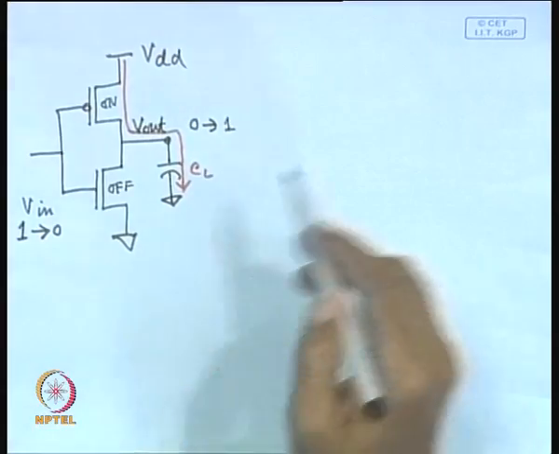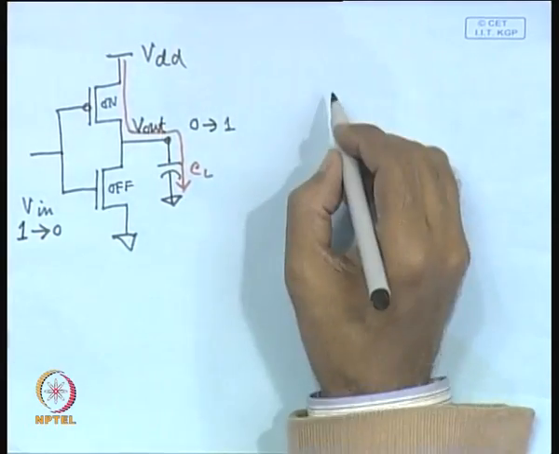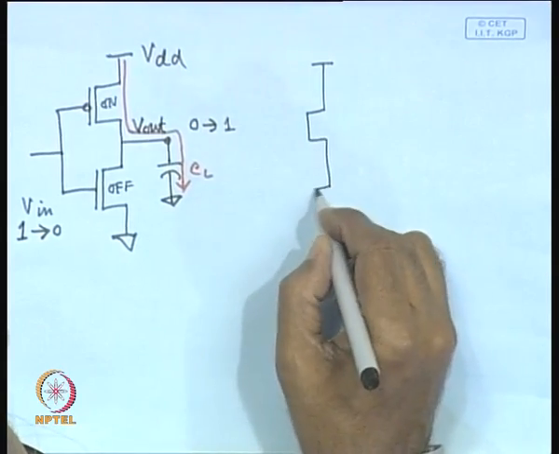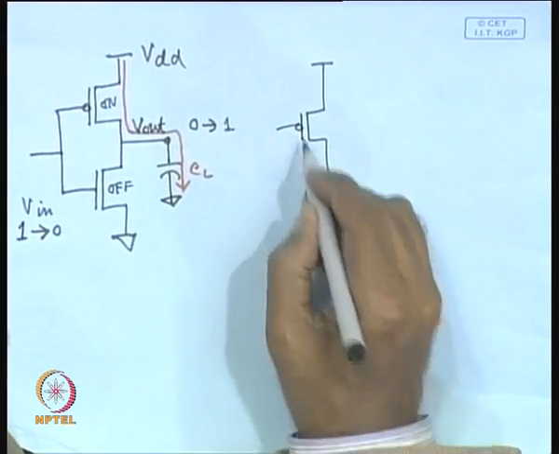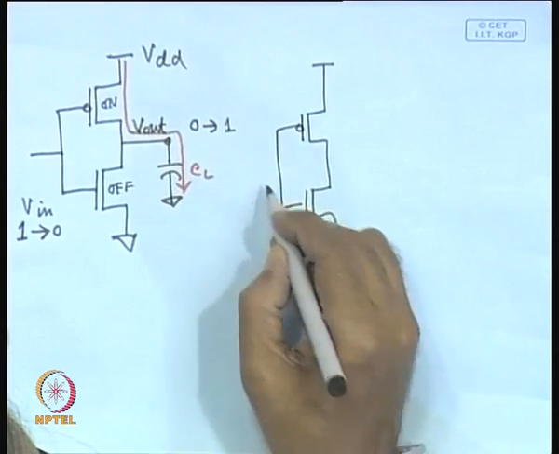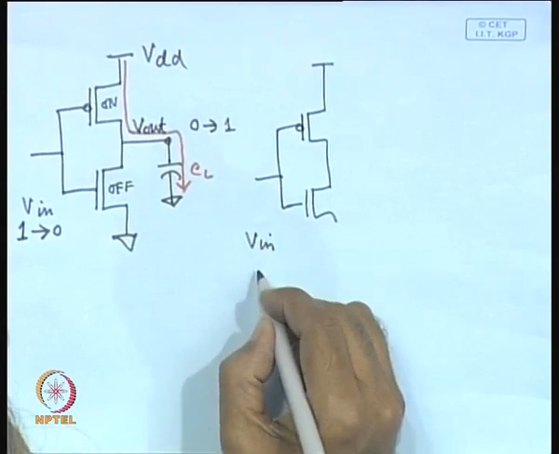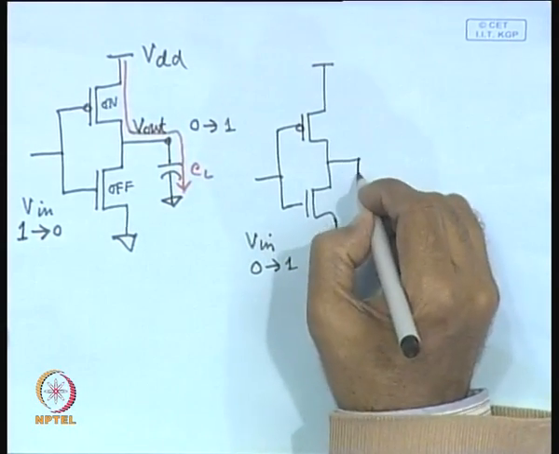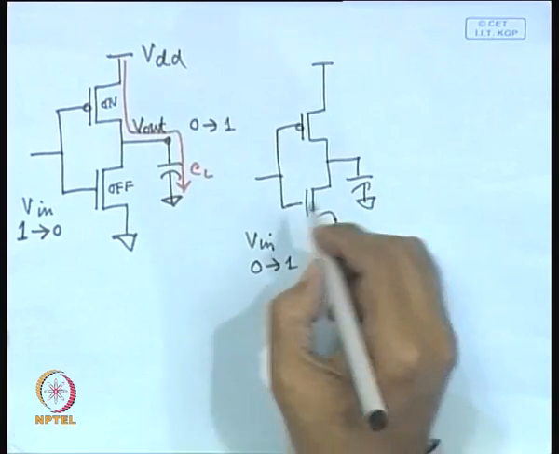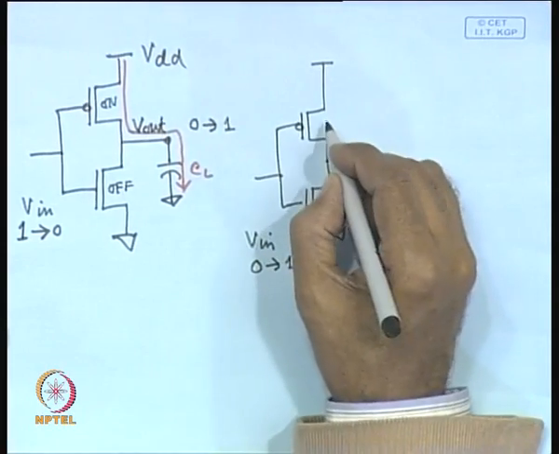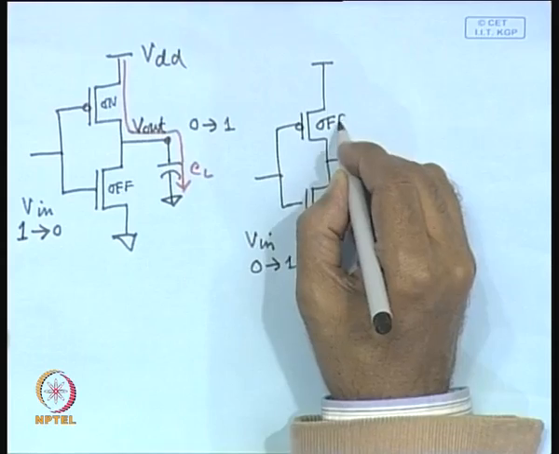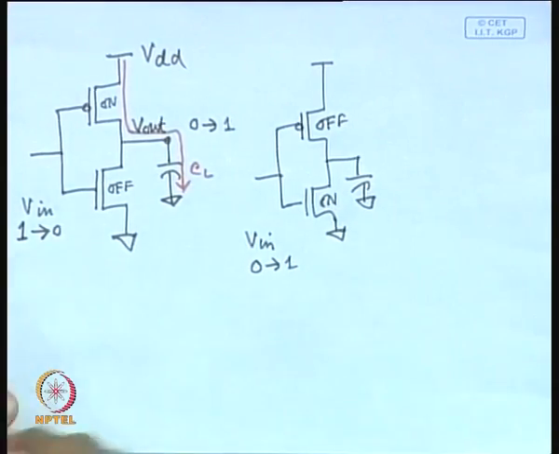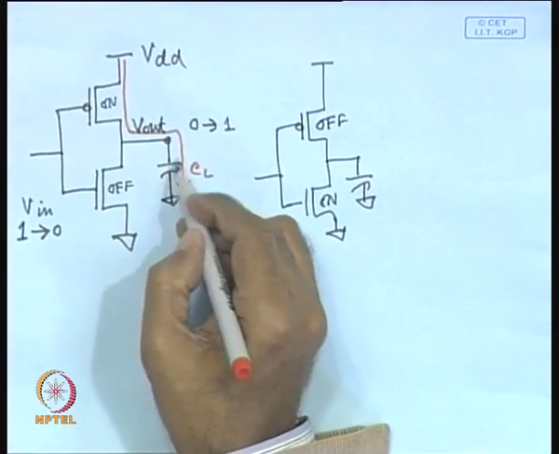Now suppose, in the same circuit, the input V in now changes from 0 to 1. Then what will happen? This will become off and this will become on, and as a consequence, as I told, some energy was stored in this capacitor.